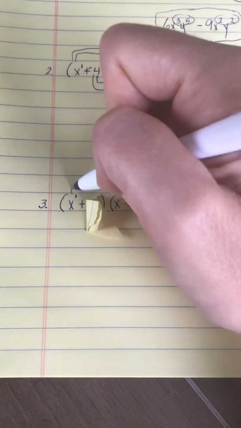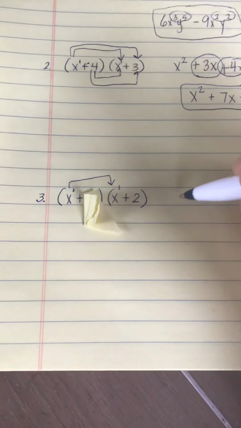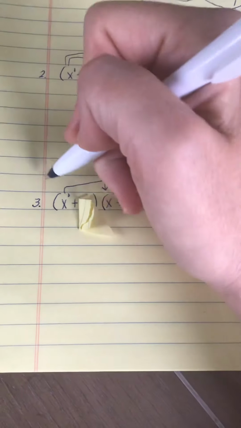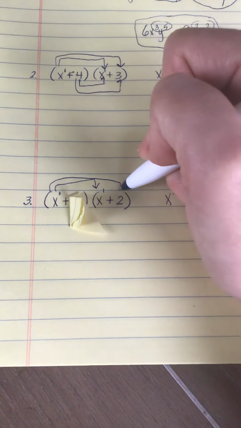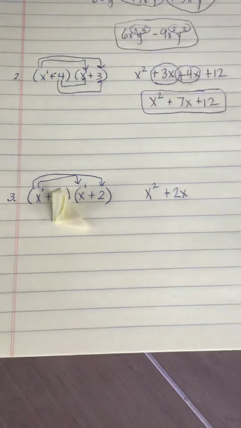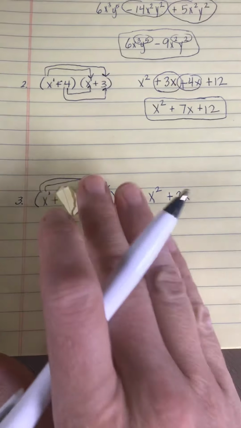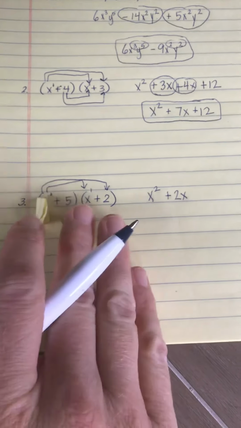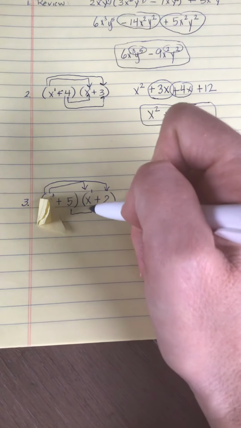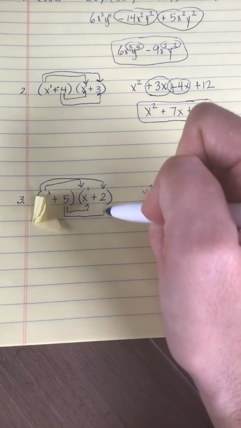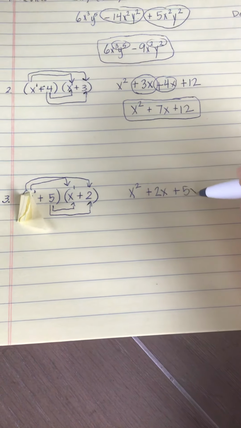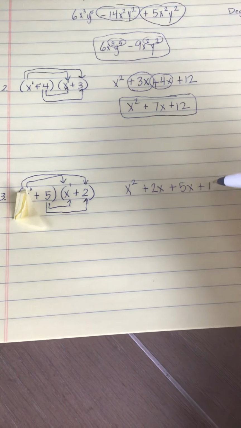Okay, you're back. So you're doing the x times the x. That gives you x squared. And the x times the 2. That gives you 2x. Okay, you're done with the first one. Now slide it over and do the next one. So you're going to do the 5 times the x and the 5 times the 2. 5 times x is 5x, and 5 times 2 is 10.